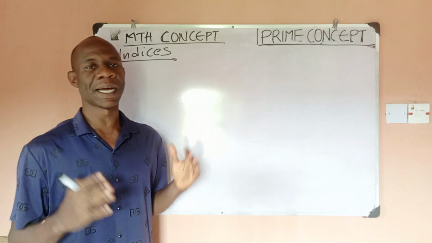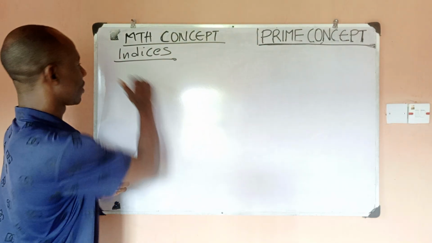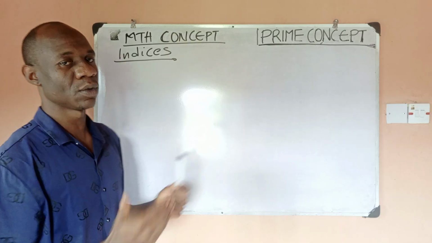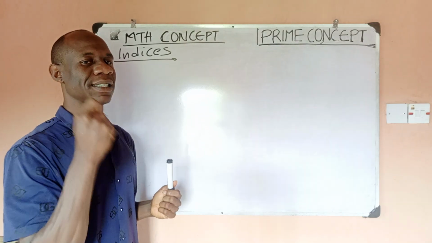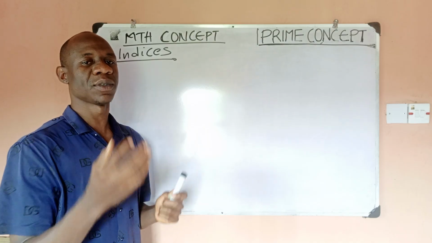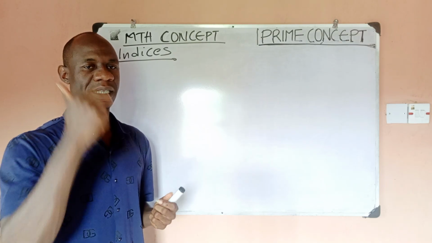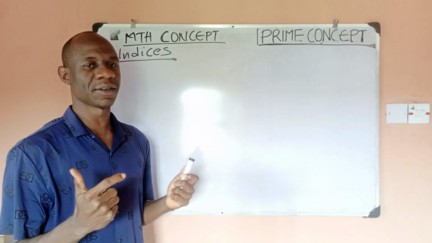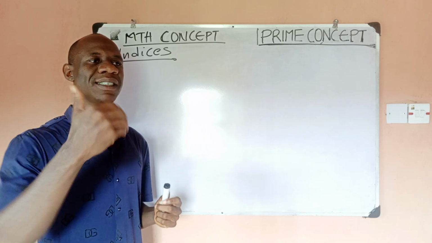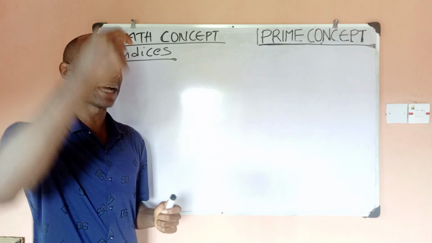So what do we mean by indices? Indices, I would say, because indices would mean plural. So when we say index, that is the singular for this. So index is the number of times to which a number, which is the base, is multiplied by itself. Index simply means the number of times that a number is multiplied by itself.